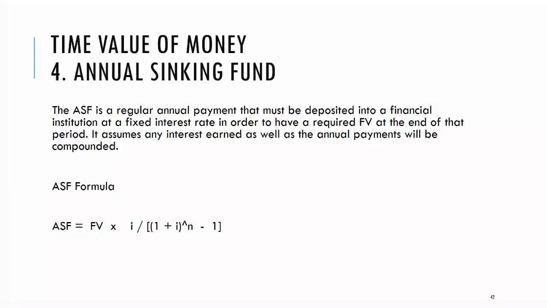To create 800,000 to replace that existing HVAC system, how much money do we need to save every year to create that fund of 800,000? How much money do we have to put aside every year? That's where we use annual sinking fund. So we need a specific amount in future, and we need to calculate how much money we need to put aside to create that amount in future. So when the expenditure is due, we can use that sinking fund money to replace it.